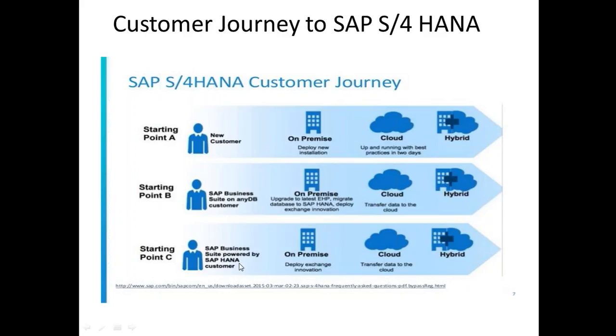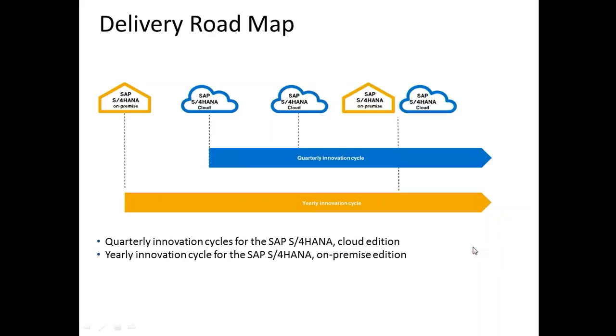Customer C is already running his ECC system on HANA. That means Suite on HANA is already available. Now they want to go for SAP S/4HANA for simplification, so they need to just deploy the Exchange Innovation. They can also go for a cloud, and they can also go for a hybrid solution.